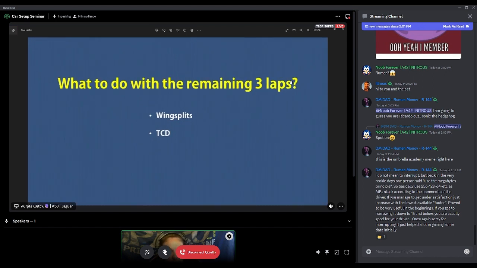So now what to do with the remaining 3 laps? Because if you get really, really close after 5 laps, you can use the remaining 3 laps for different things. You will need to pick one of these. You won't be able to do both things at the same practice session. But perhaps if you're playing with a friend, one can do one thing and the other one can do another thing, and you can share information and get more information out of your practice.